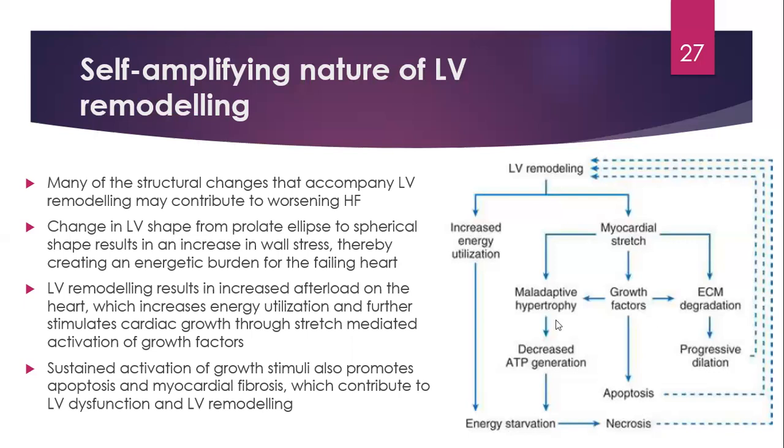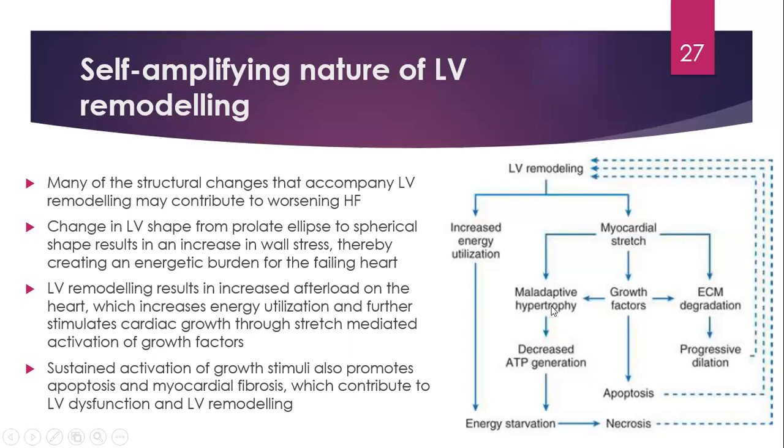And also, when you have increased remodeling, afterload is also increased on the heart, requiring more energy utilization by the heart, activating growth factors, and ultimately leading to fibrosis. So this diagram just depicts that. You have increased energy utilization, and because the heart is not efficient in producing energy, you get energy starvation. It can lead to cell death, necrosis, causing more remodeling.